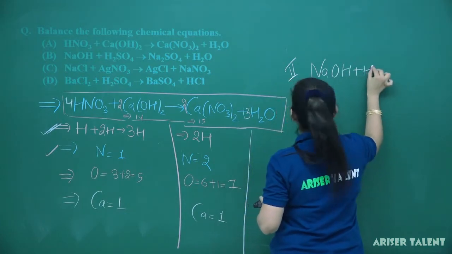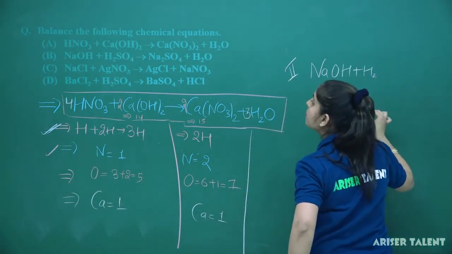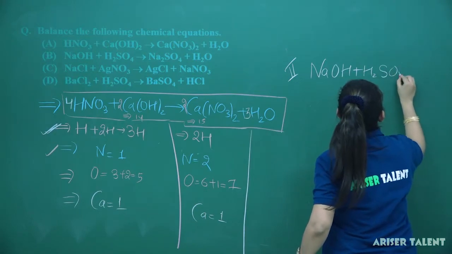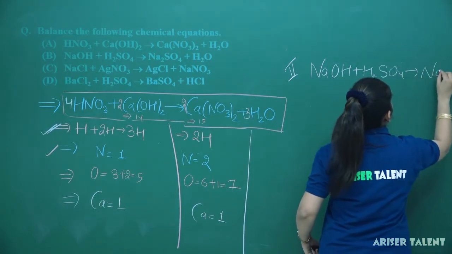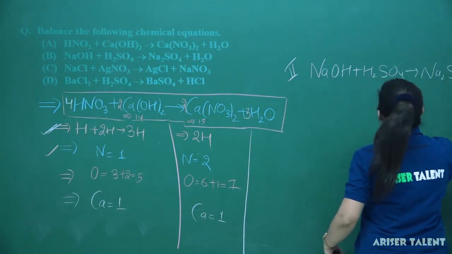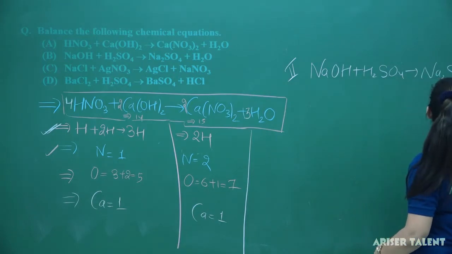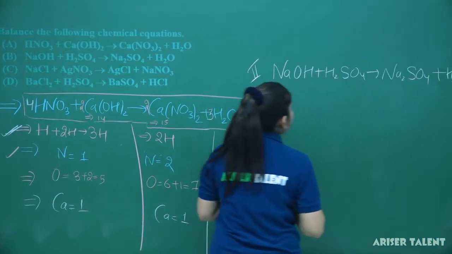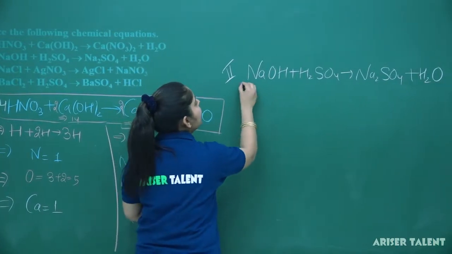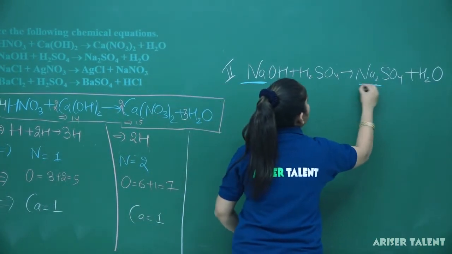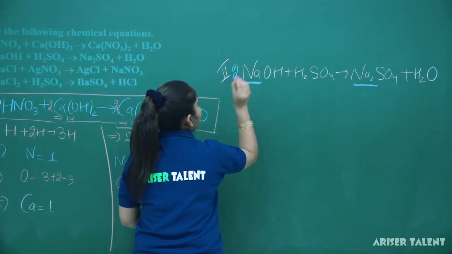NaOH plus H2SO4 gives Na2SO4 plus H2O. So, what happens in this reaction? We are provided with one Na atom and here we have two Na atoms. So, I am putting 2 over here.